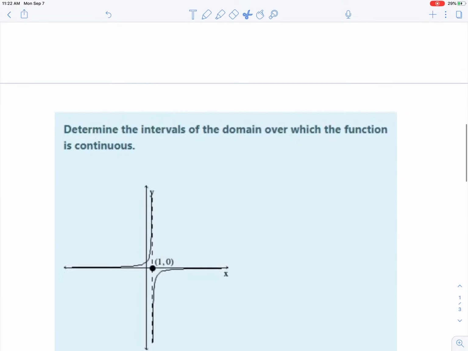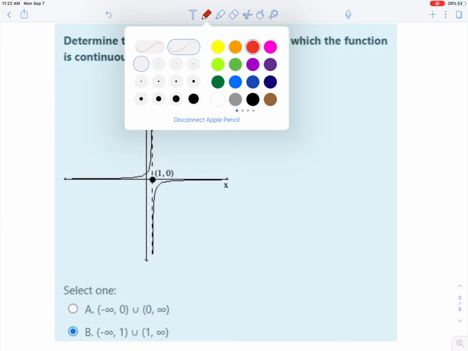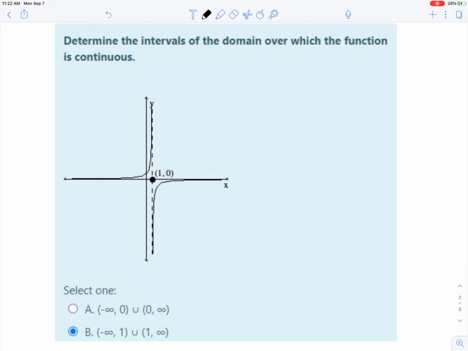We have a couple of questions that come in from college algebra. The first is this. It asks us to determine the intervals of the domain over which the function is continuous, right? So this is the graph of the reciprocal function. Well, the general graph is 1 over x, right? So then the vertical asymptote is 1. So this is going to be the graph of 1 over, I think it's like x minus 1, right? But anyway, in other words, this is a reciprocal function.